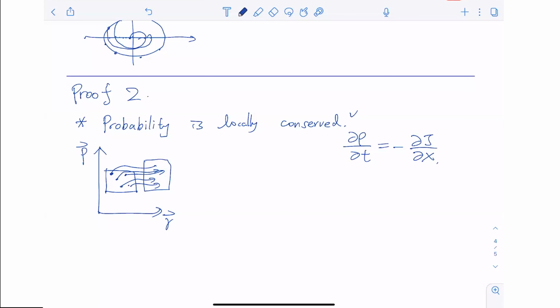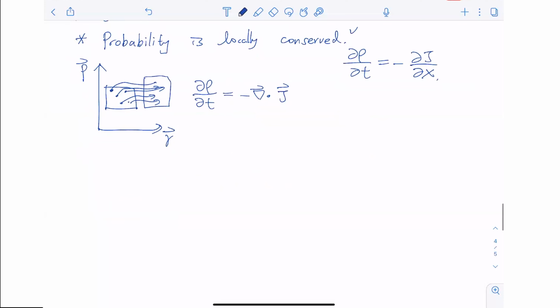So if we assume that, then the generalized expression for this continuity equation is that the probability density rho should satisfy this high-dimensional version of the continuity equation. Okay. So if we start from here, then we can ask, can we show that d rho dt is 0?